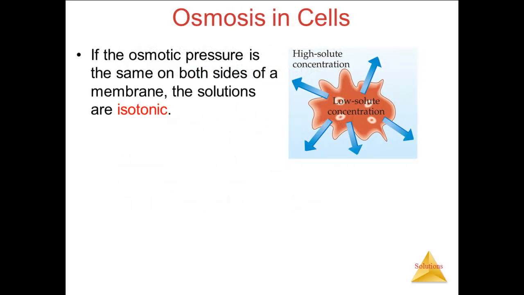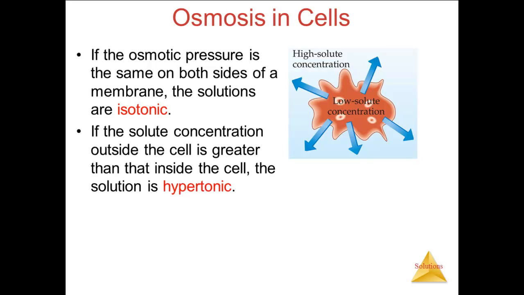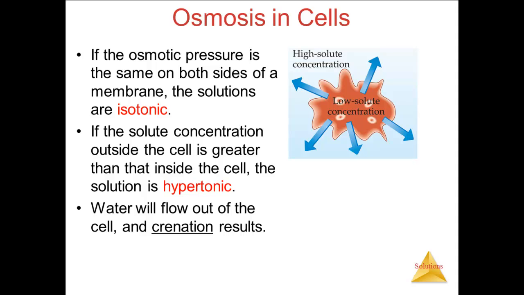An isotonic solution for a cell is a solution that has the same concentration of solutes as there are inside the cell. The water will flow in and out through the membrane equally. If the concentration outside the cell is higher, then the solution is hypertonic. Water flows out of the cell in a process called crenation. If the concentrations are different enough, the cell dehydrates, killing the cell.